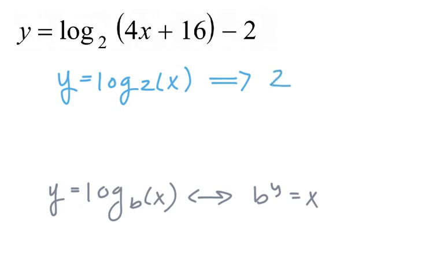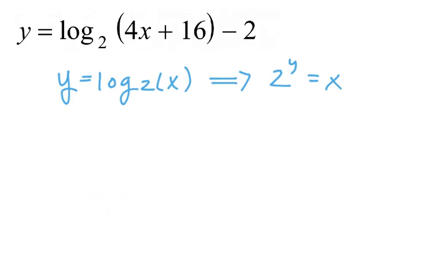So the base stays the same, but the inputs and the outputs switch. So our input was x, now it's going to be y. Our output was y, now it's x. Okay, and this is something familiar, right? Now we can move forward as if we're graphing an exponential function, right? We've got 2 to the y equals x. We can make an xy table, but we just have to think like we did with exponentials, right?